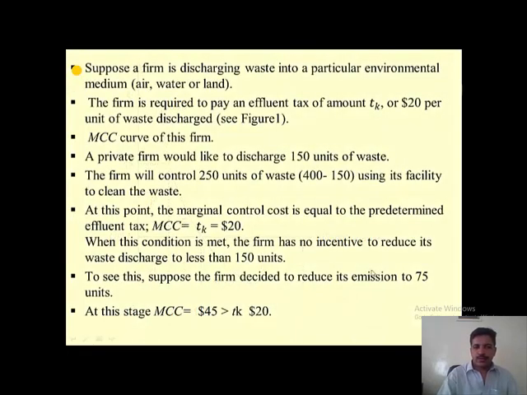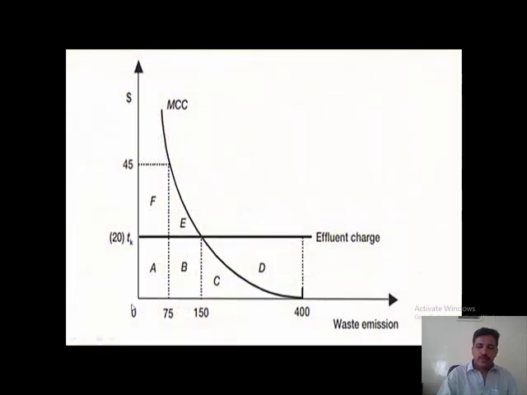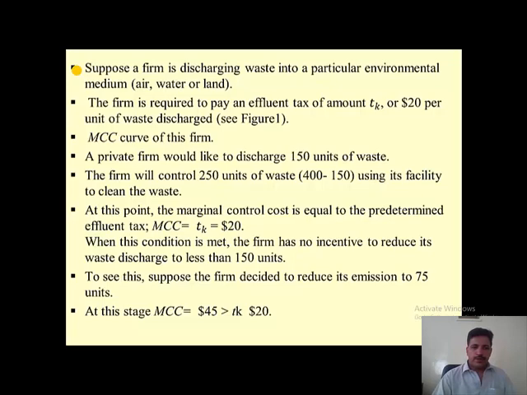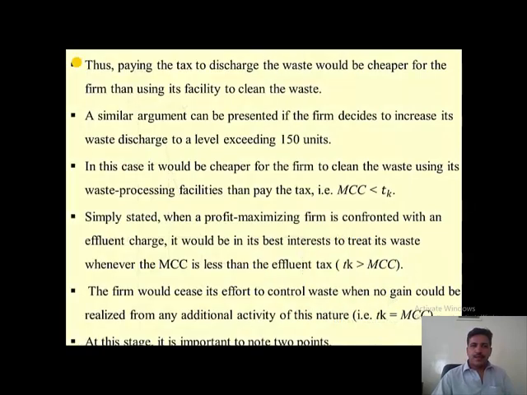To see this, suppose the firm decides to reduce to 75 units. As discussed earlier, it will have to pay a cleaning cost of 45, which is too high compared to the effluent charge. So it will not reduce discharge in the range of 0 to 150, because here the MCC is greater than the effluent charge, and 45 is greater than the TK of $20. Thus, paying tax to discharge the waste would be cheaper for the firm than using its facility.